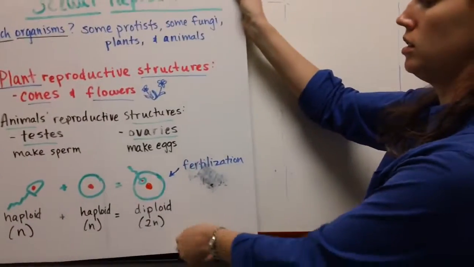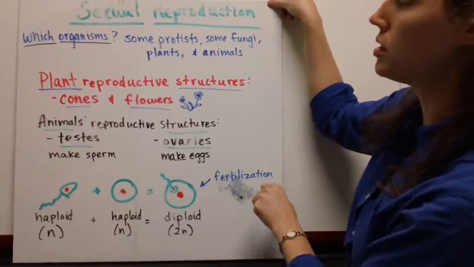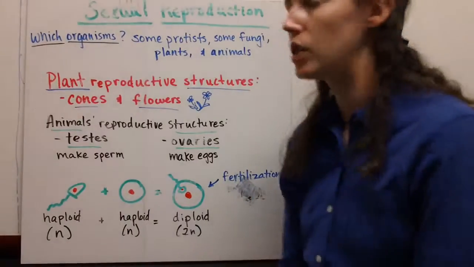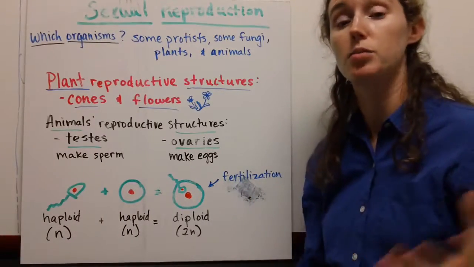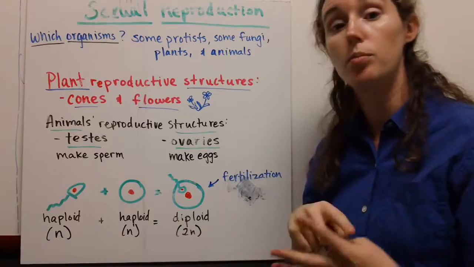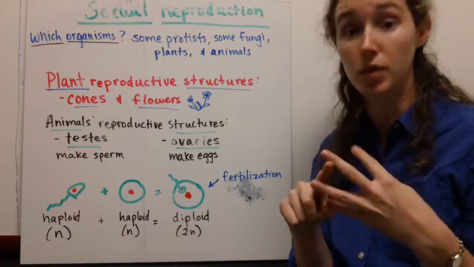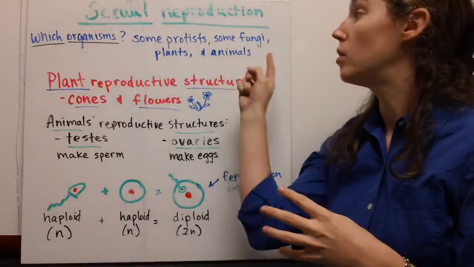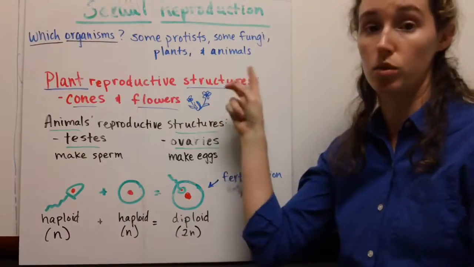Okay, and now we're going to look at who sexually reproduces. So several different kinds of organisms reproduce sexually. Some protists do, some fungi, and then all of your plants and animals.